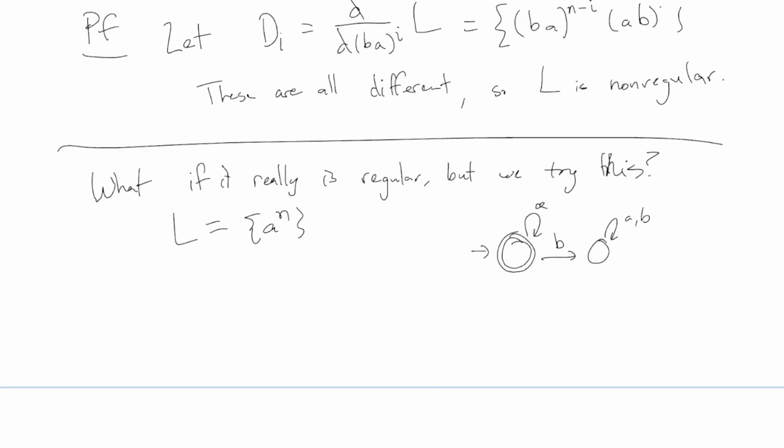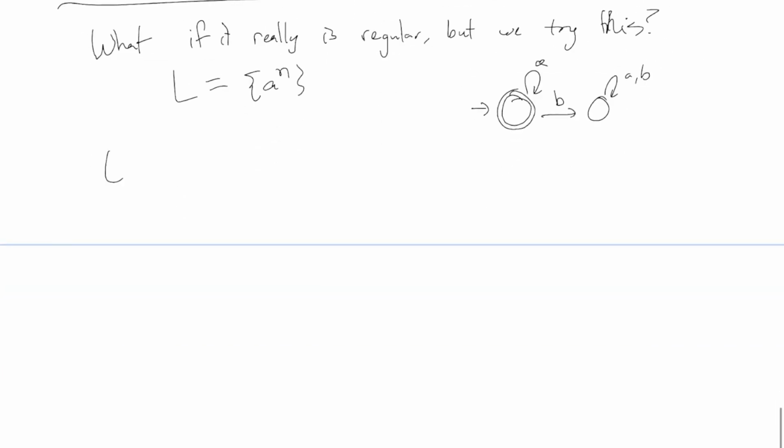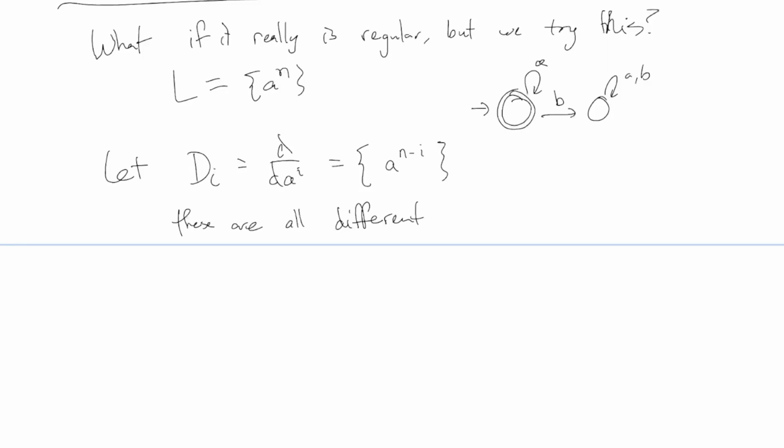So let's say this is L. What if you tried to write the same proof? I would say something like, let d_i be the derivative with respect to a to the i, because I have a's at the beginning, so I'm going to cancel off some of those a's. What does the answer look like? It looks like a to the n minus i. And these are all different. So L is not regular.